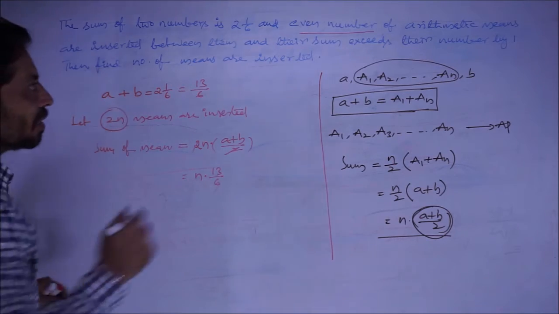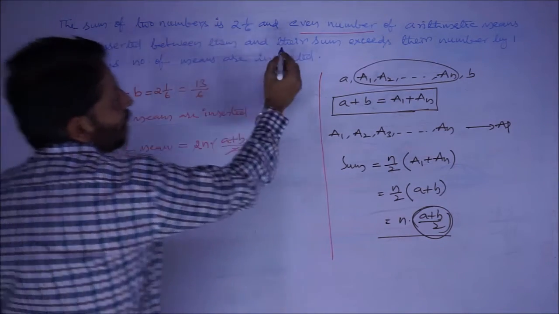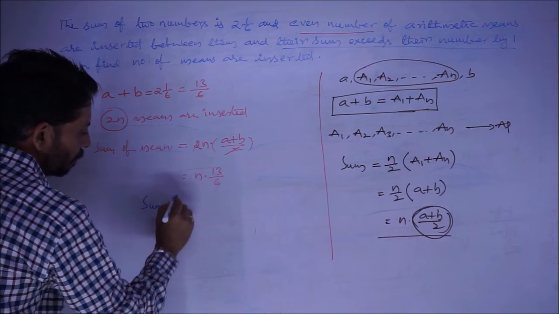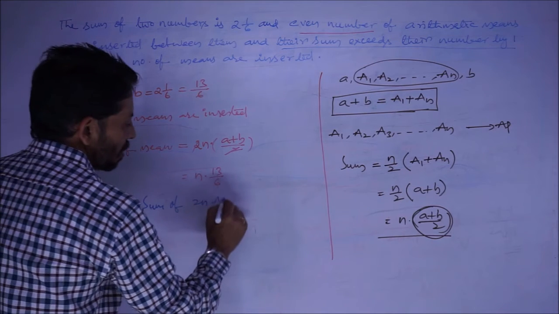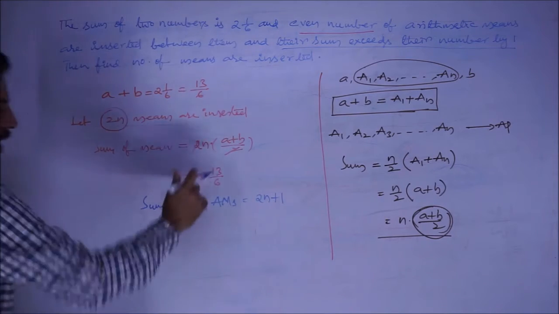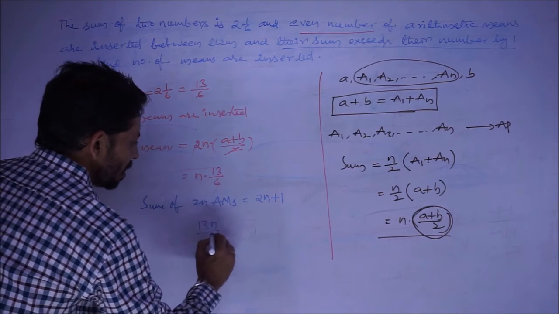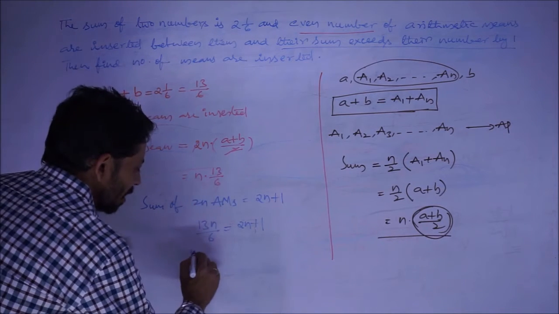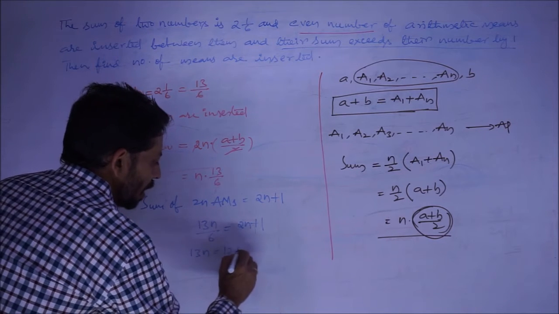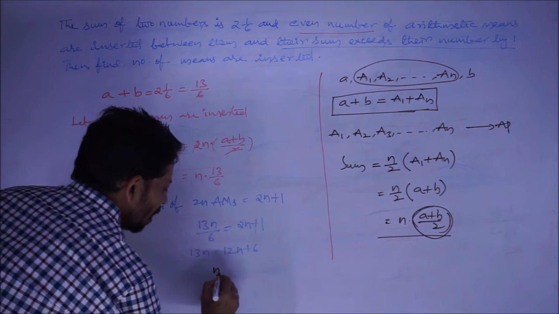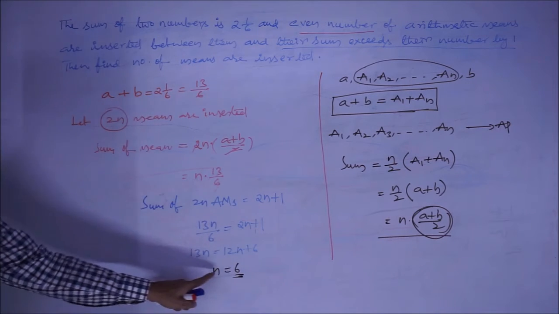But what they have given is that their sum exceeds their number by 1. That means the sum of 2n AMs equals 2n plus 1. The sum of the AMs, 13n/6, equals 2n plus 1. Simplifying, what will you get? 13n equals 12n plus 6. Transposing, n equals 6. So n equals 6.